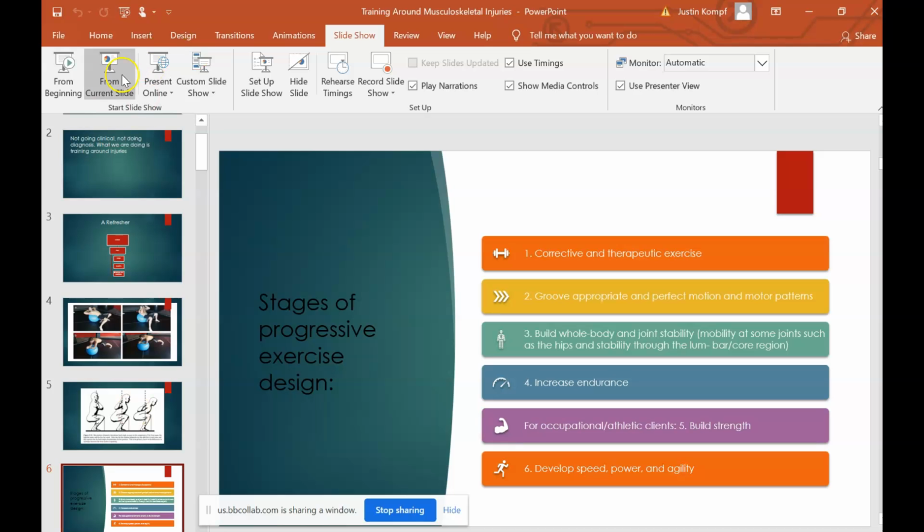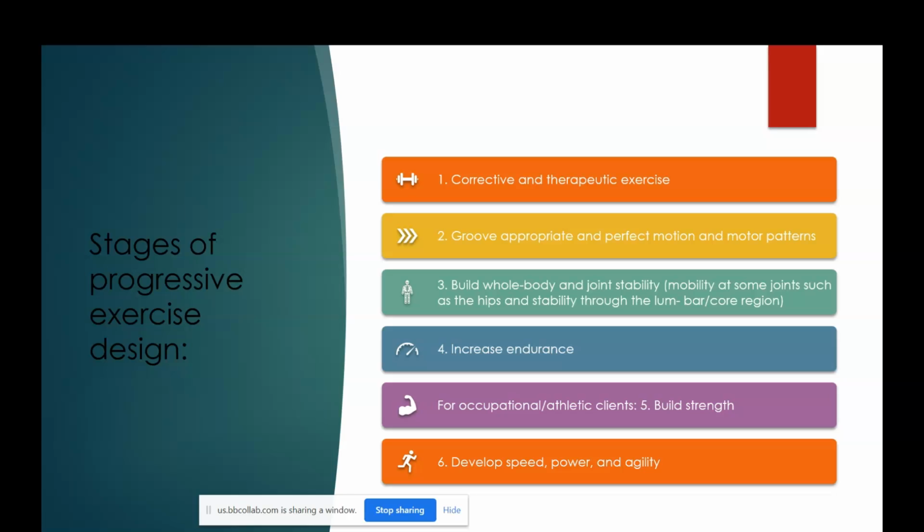Okay, I'm going to go back to presentation mode. In terms of stages of progressive exercise design, everyone's going to be in one of these categories. This would be what you would be training for. If you're starting at the complete bottom, let's just say somebody has dealt with a major injury, this is probably not going to be in the strength and conditioning coach's hands. More than likely, it's going to be in the physical therapist's hands.